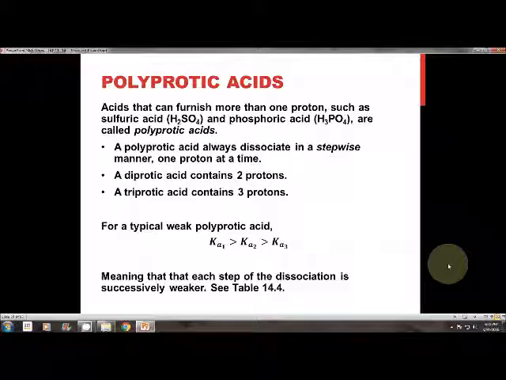So for a typical weak polyprotic acid, the Ka's, the dissociation constants, successively get weaker as you go, and that has to do with how it becomes more difficult to remove the positively charged proton.